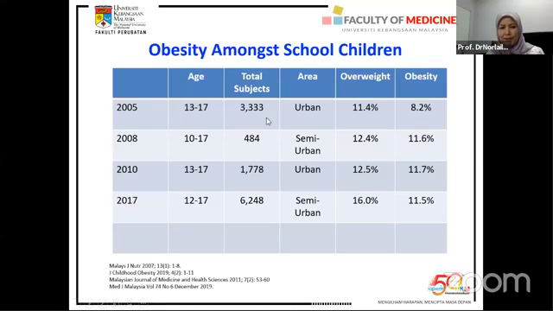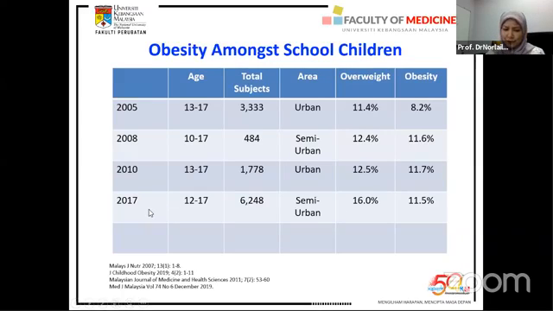And what about obesity among school children? In 2005, in 3,000 school children aged between 13 to 17 years old in urban areas, overweight and obesity were 11.4% and 8.2% respectively. In 2008, 3 years later, in about the same age group, in a smaller scale semi-urban study, you can see the prevalence of overweight increased, and similarly the prevalence of obesity increased further. So with modernization and development, the weight of our population increased more and more. In 2010, similarly in urban areas, more than 1,000 school children, adolescents aged 13 to 17, had overweight of 12.5% and obesity of about 11.7%.